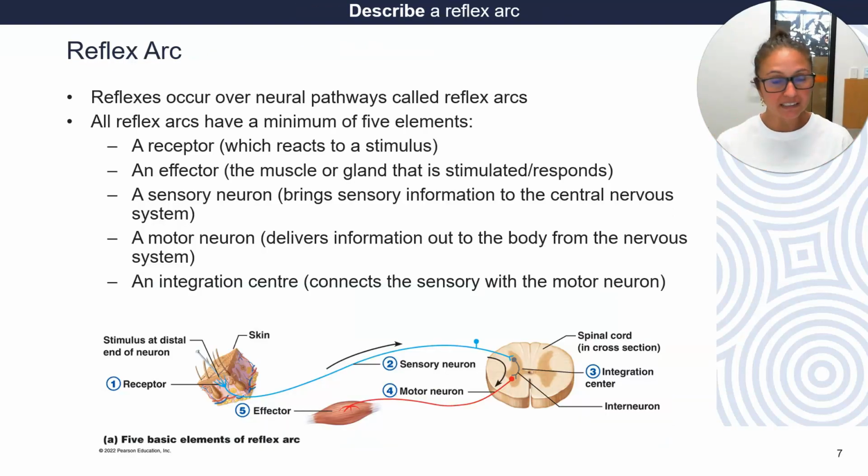Right, all reflexes happen using things called a reflex arc, okay? Now, a reflex arc is essentially a chain of neurons, okay? Now, let's have a look at the parts of the reflex arc, okay? First of all, we have a receptor, something that is detecting the stimulus. And then we have this here, which is called the effector, what is the response, okay? Is it skeletal muscle? Is it cardiac muscle? Is it smooth muscle, or is it a gland, okay?